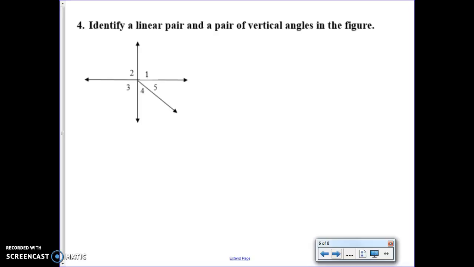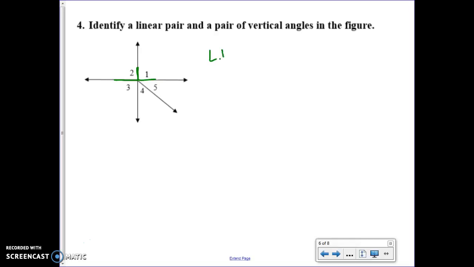Okay, question 4 says, identify a linear pair and a pair of vertical angles in the figure. There's more than one right answer here with the linear pair, but if I look back to page 1, a linear pair was two adjacent angles whose non-common sides formed opposite rays, forming a straight angle. So I'm looking for two angles that touch each other and whose non-common sides form that straight line.